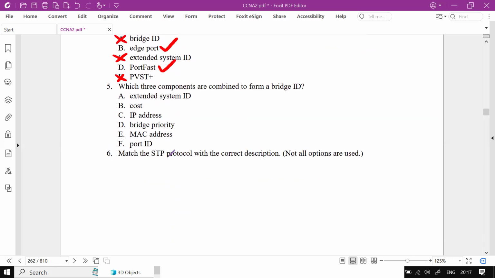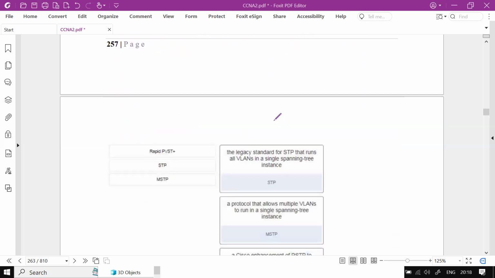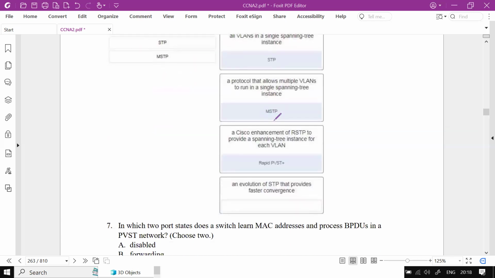Which three components are combined to form the bridge ID? To form the bridge ID, we have the system ID with the VLAN, we have the MAC address, then we have the bridge priority. These three make up the bridge ID. This one, I think we already answered. This is mainly the VLAN ID, which VLAN specific interfaces belong to. Question 6, match. This one, I can see it was already matched. I think we can skip this one.